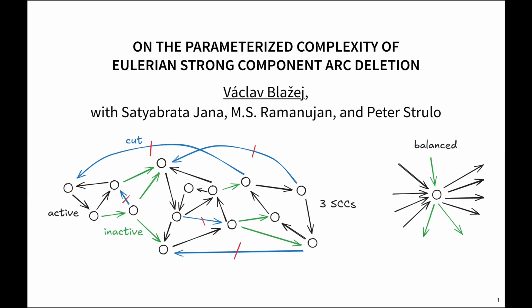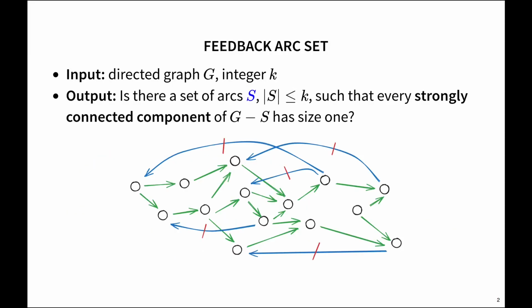To introduce Eulerian strong component arc deletion, I would first like to reiterate feedback arc set in a little bit convoluted way. In this problem we are given a directed graph and an integer, and we want to remove some small number of edges so that the result has every strongly connected component of size 1. You can notice that removing these blue edges results in a directed acyclic graph.